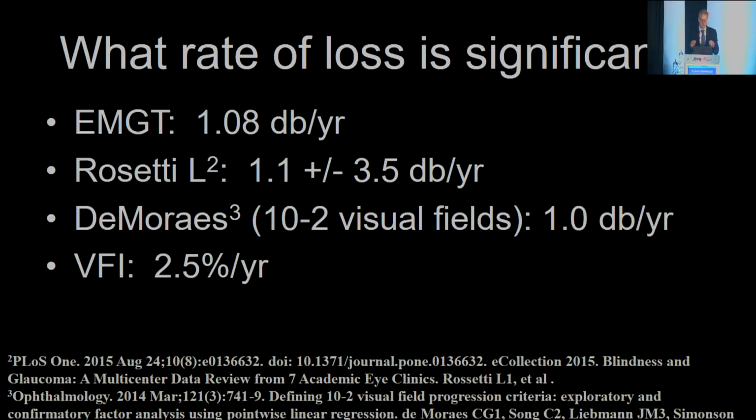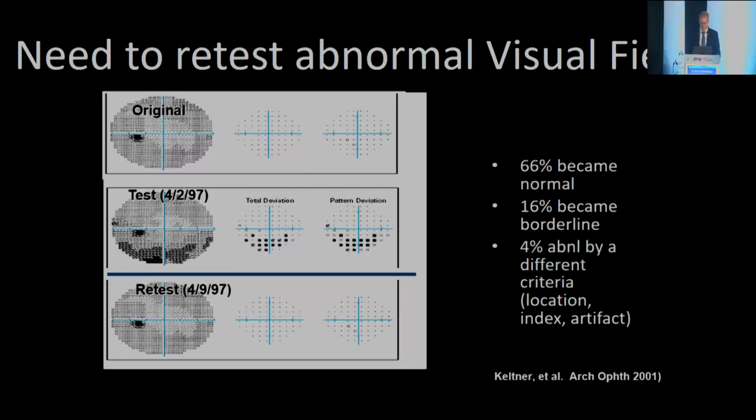So what rate of loss is significant? Just like I showed you here, the David Crabb study was about 1 decibel per year. The EMGT also had a very similar 1 decibel per year. Rossetti, again, had 1 decibel per year. So all these studies are kind of showing the same number, and if you want to compare that to the visual field index, it's about 2.5% per year. So those are the patients that you're going to get really aggressive with when they have faster loss. Now, if it's a 50-year-old who's got maybe 1% per year, you might be more aggressive than with an 80-year-old who's having 2.5% per year.